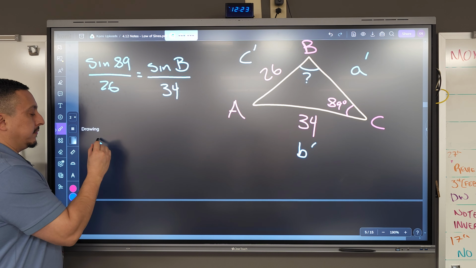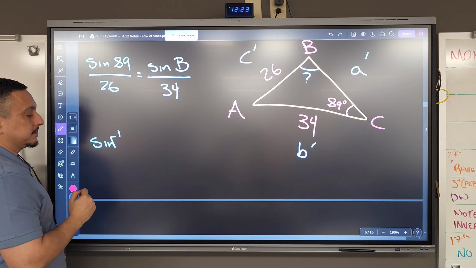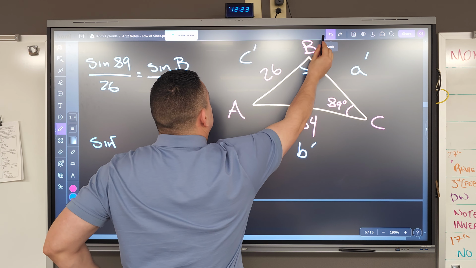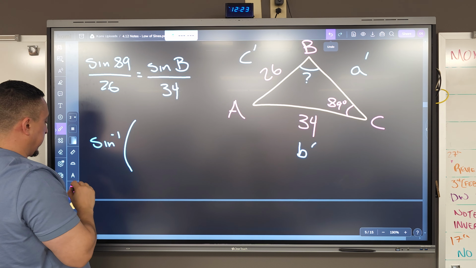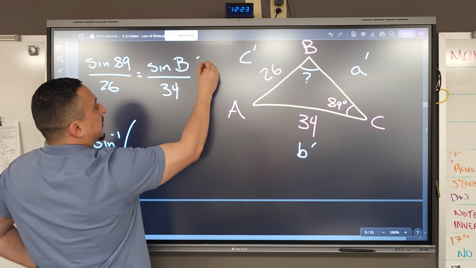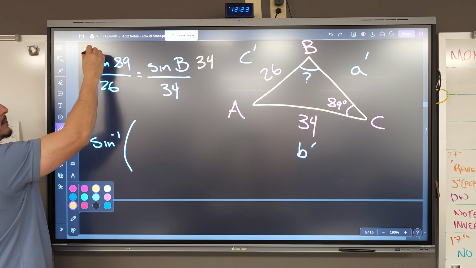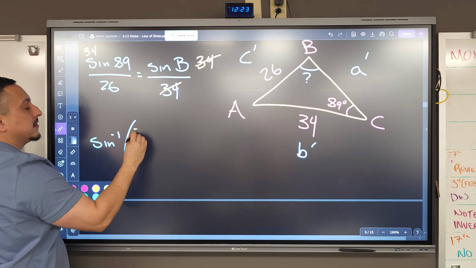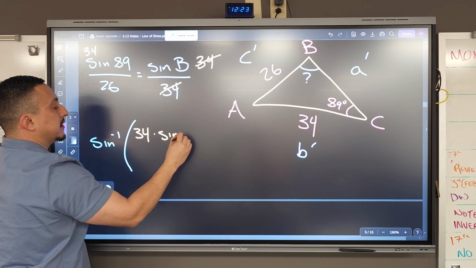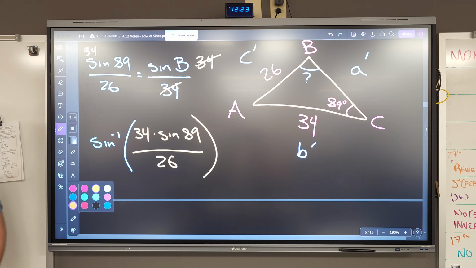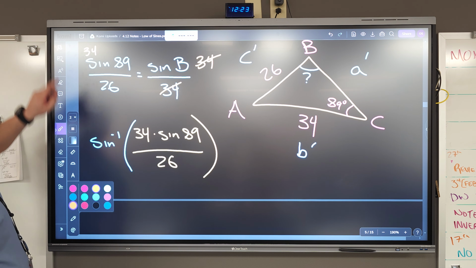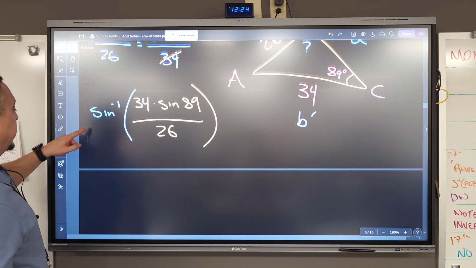So we're going to do the inverse sine of this stuff, right? So I have to multiply both sides by 34. I'm sorry, I skipped that step. You multiply both sides by 34. So 34 times sine 89 over 26. And that's going to give you measurement of angle B.